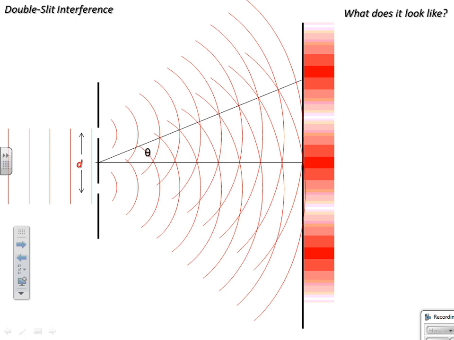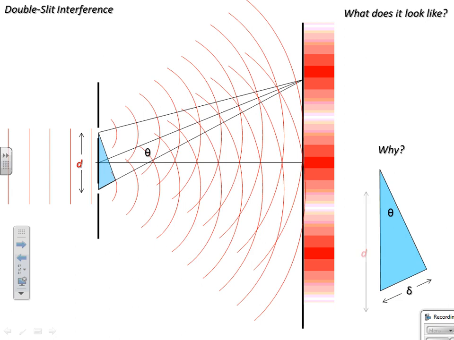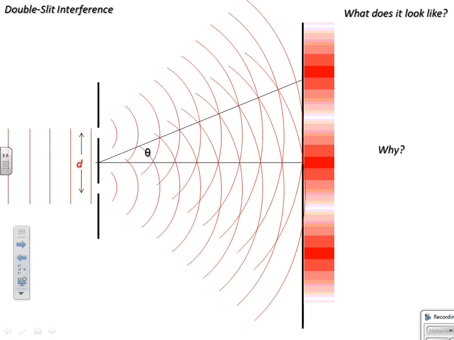Okay, now, we call that angle theta, and that angle is between what we call the central maximum and the first order maximum.